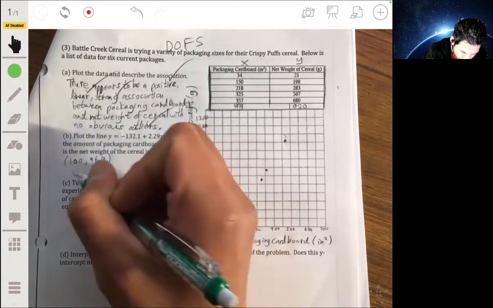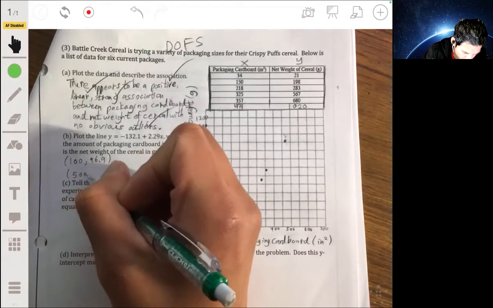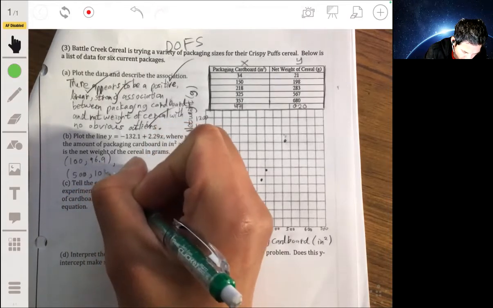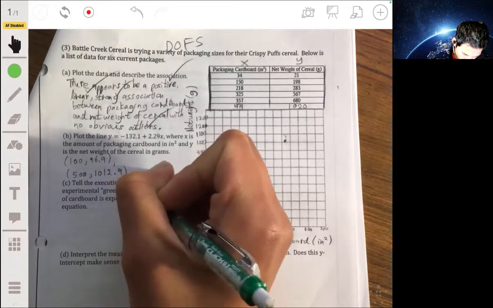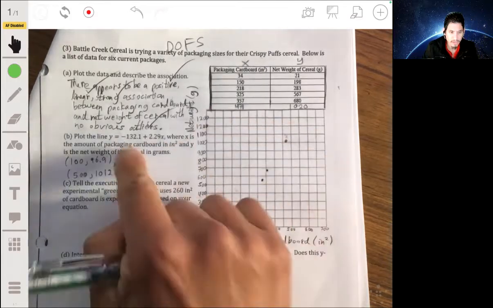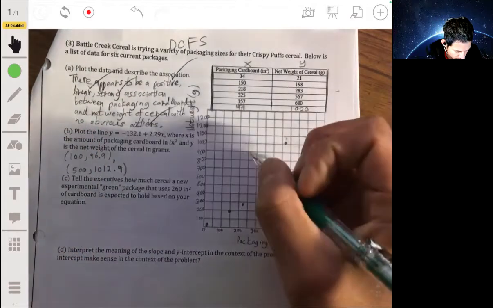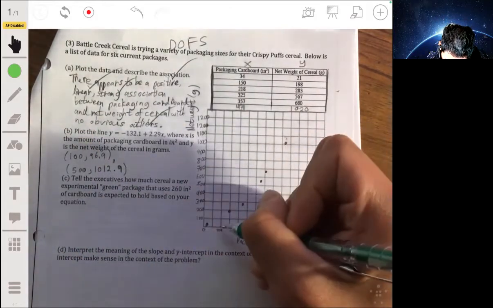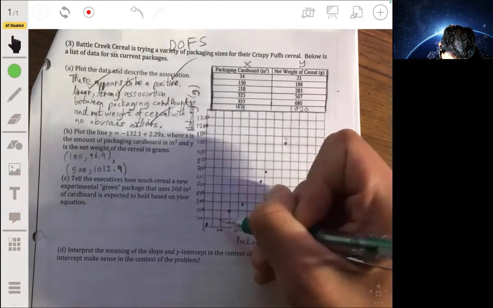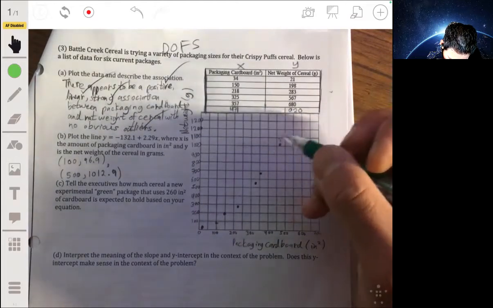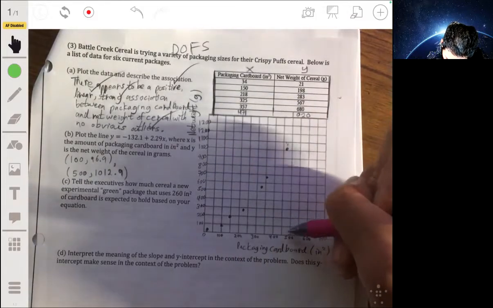96.9, and when x was 500, y was 1012.9. So it goes through these 2 points. So what I do is I just plot those points, and draw my line through them. About right there.